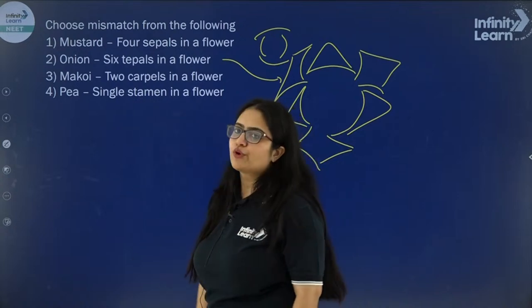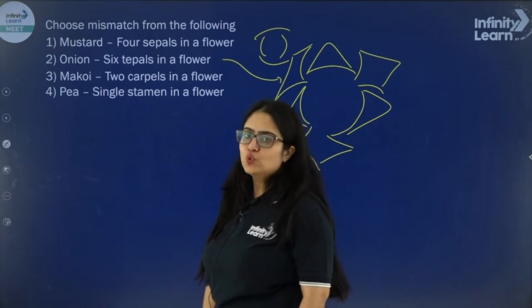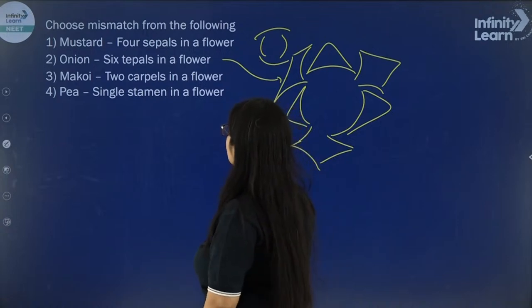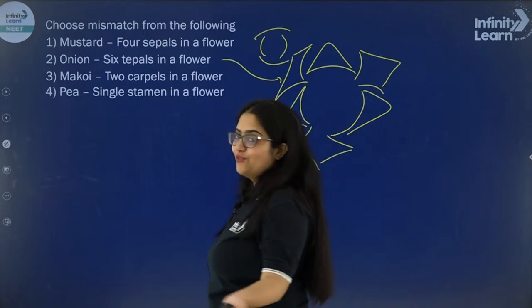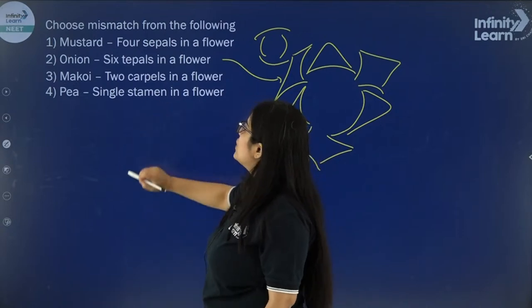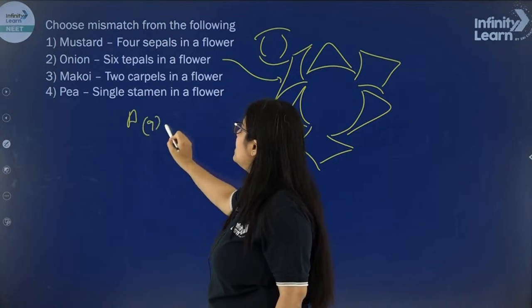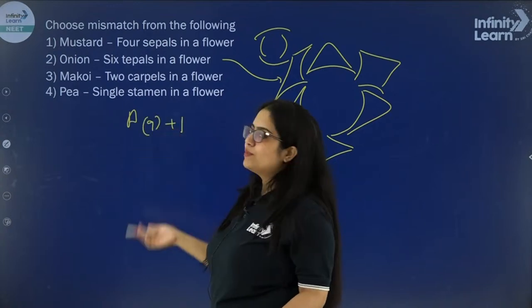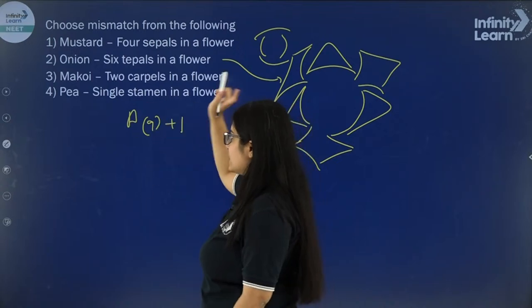Pea. Pea is a member of Fabaceae. Solanum nigrum, a member of Solanaceae, has two carpels. Yes, two pistils are there, syncarpous condition. Single stamen in a flower. Now we have already done this. In pea the condition is diadelphous. So in pea, my dear students, if I talk about androecium, it is 9+1. So 9 members in one bundle and one in another, diadelphous condition. So single stamen is not there.